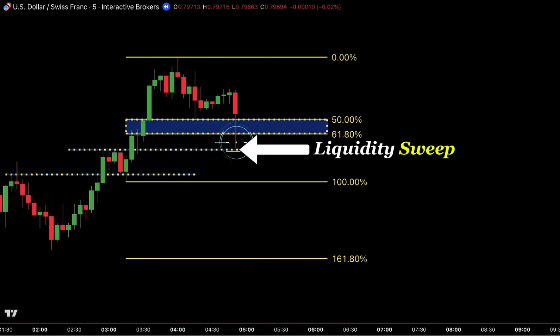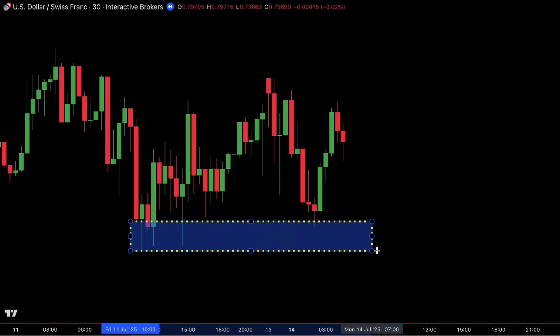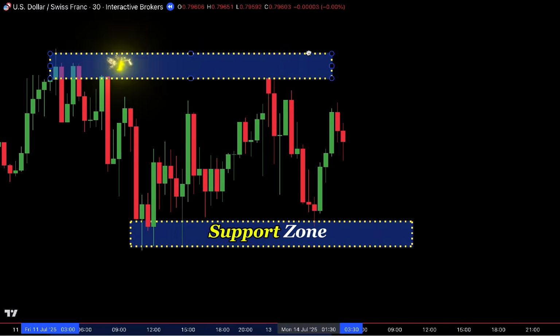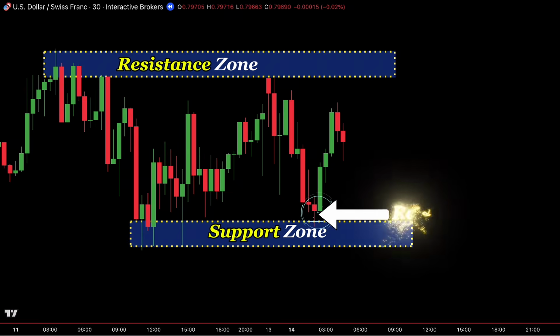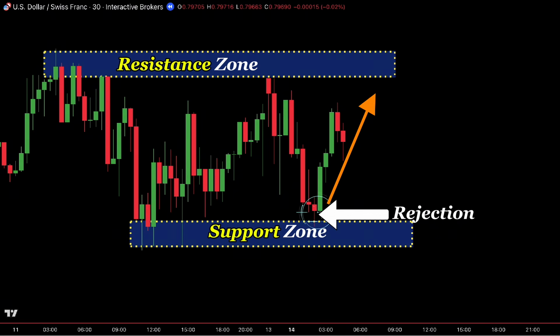Now we check the 30-minute time frame. On the 30-minute chart, price is ranging between a strong support and resistance zone. Price just rejected the support and is likely to travel upward toward the resistance. That move, support to resistance, is exactly what we want to capture on the 5-minute time frame.